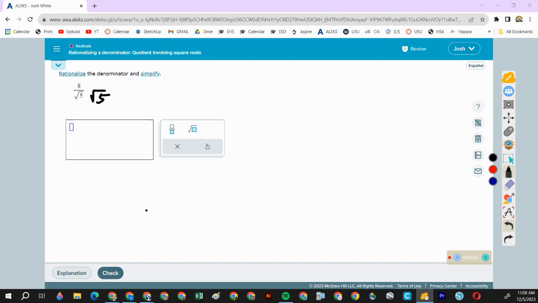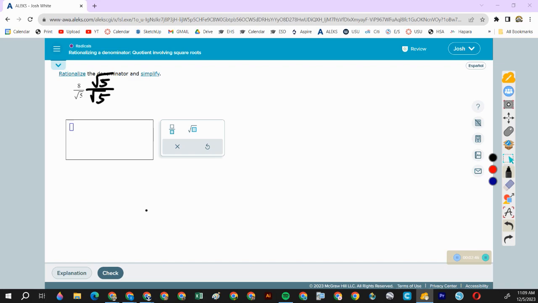Is that going to affect the size of the original number, the original fraction? If I multiply both the top and the bottom by the square root of 5, does that change the size of the original fraction? No. Why not? Why can I multiply by root 5 over root 5 and not affect the original number? It's just 1. Root 5 over root 5 is just a fancy way to write the number 1, and multiplying by 1 has no effect.